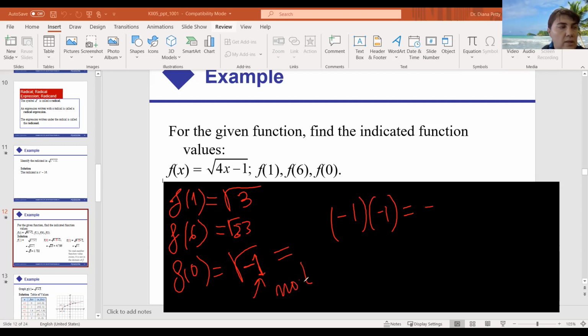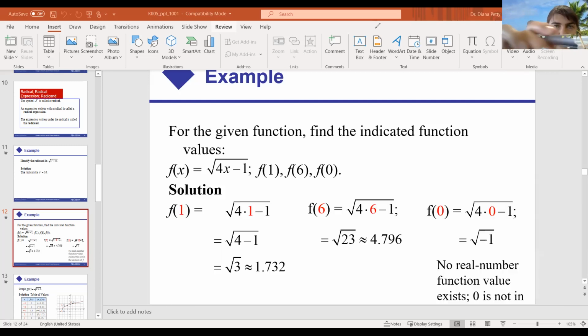Where are we learning this? I think at the end of this chapter. Let me see where the imaginary numbers are. Yes, at the end of this chapter, in 10.8, we're going to do imaginary numbers. But for now, it's just not real. Not a real number. Does not exist for now.